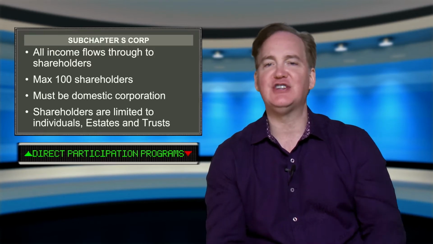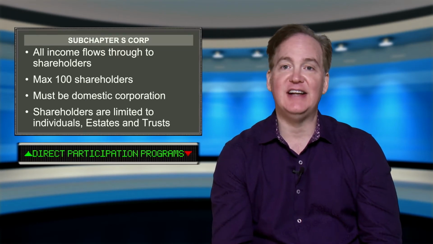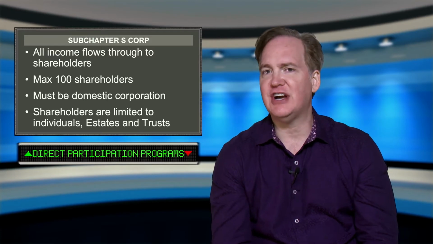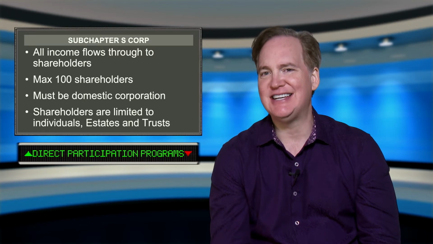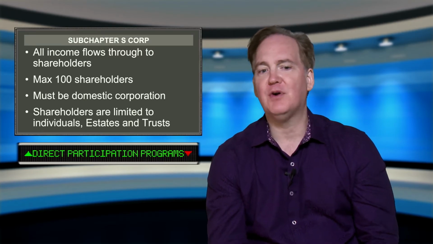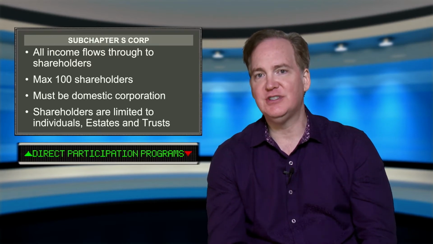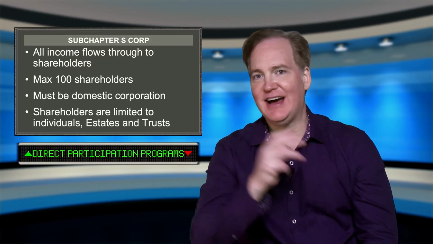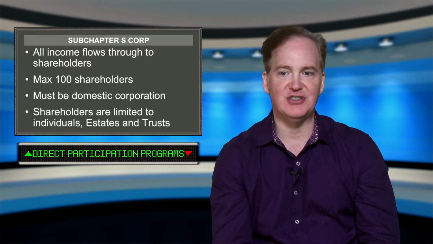A subchapter S corporation allows for the flow-through of the economic events to the shareholders. There's a maximum of 100 shareholders allowed in an S corporation, and it must be a domestic corporation. It cannot be a foreign corporation. Shareholders are limited to individuals, estates, and trusts. A corporation may not own an interest in a subchapter S corporation.